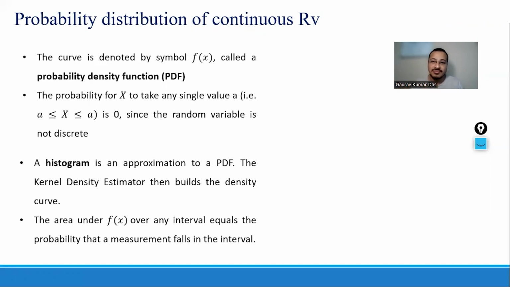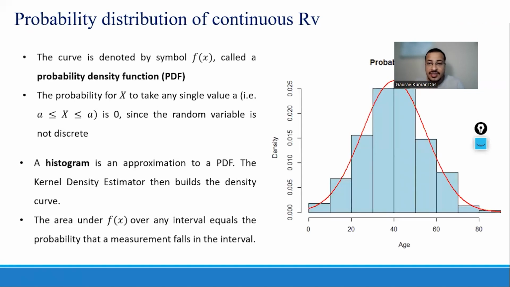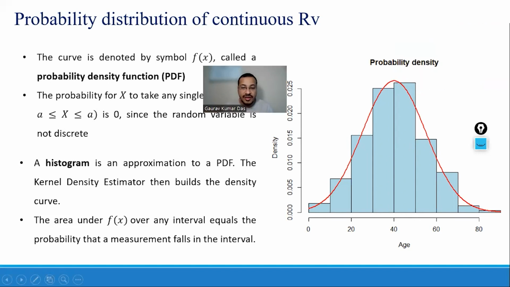So we create a histogram. A histogram is an approximation to a PDF where we create intervals and then find the frequencies or probabilities of the respective intervals. I think I showed you this example when we studied measures of central tendency, in the second or third video, correct? And this is nothing but my histogram. The total area under this f of x will always be equal to 1. And we can only find probabilities between certain intervals.